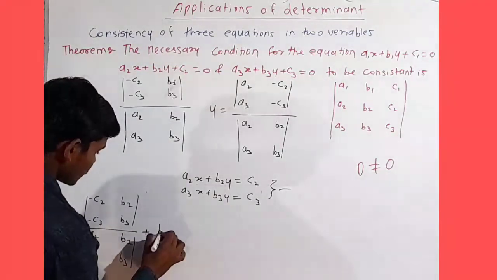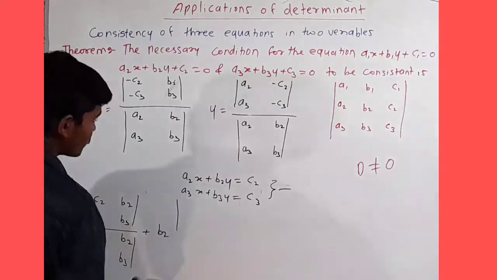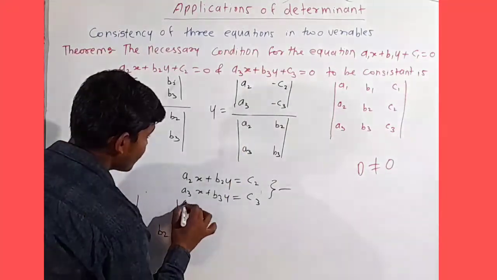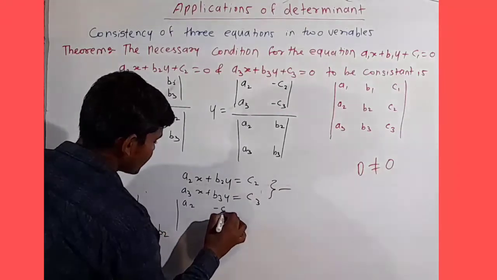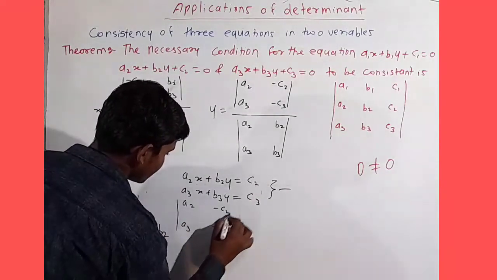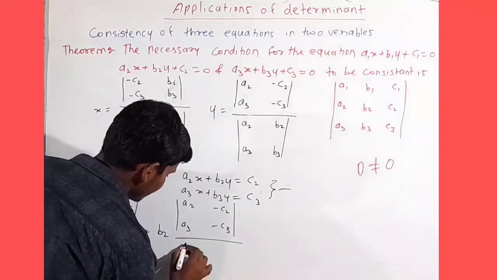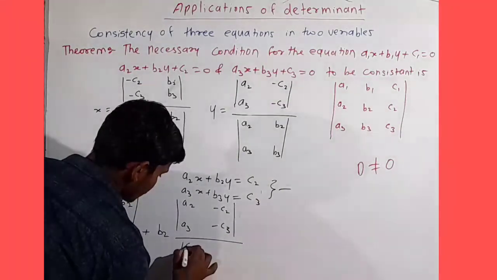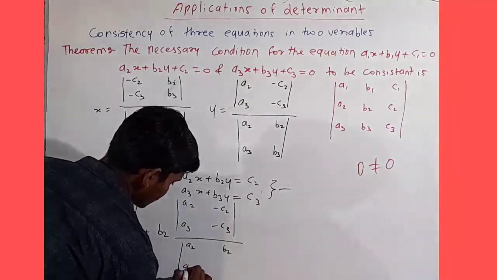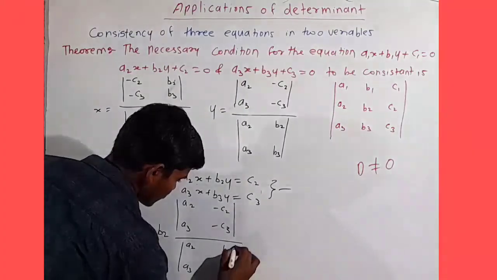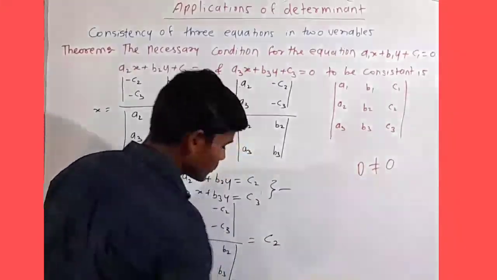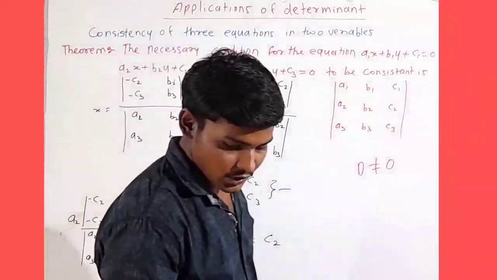plus b2 times the value of y, the determinant with a2, minus c2, a3, minus c3, divided by the determinant a2, b2, a3, b3, which is equal to c2.